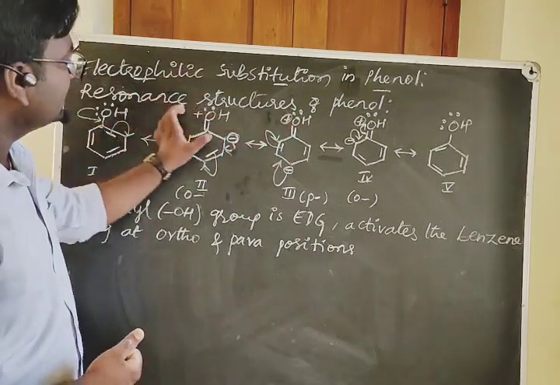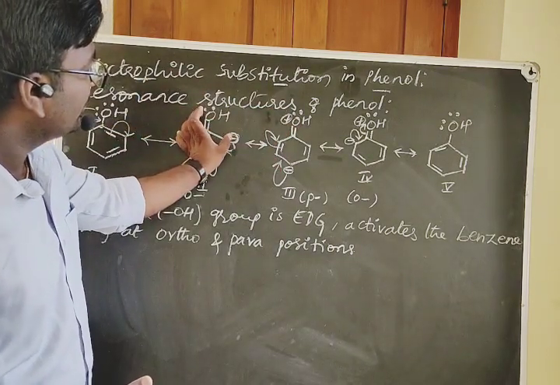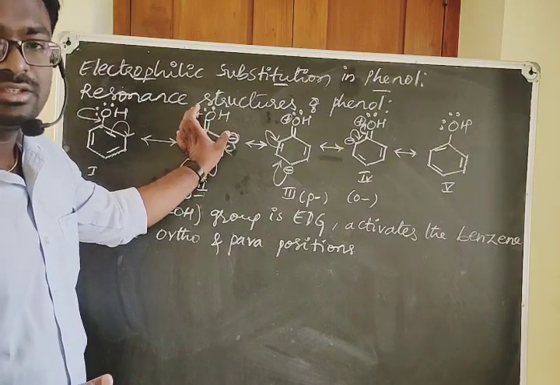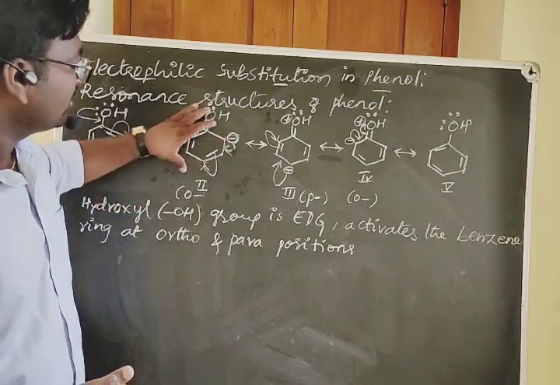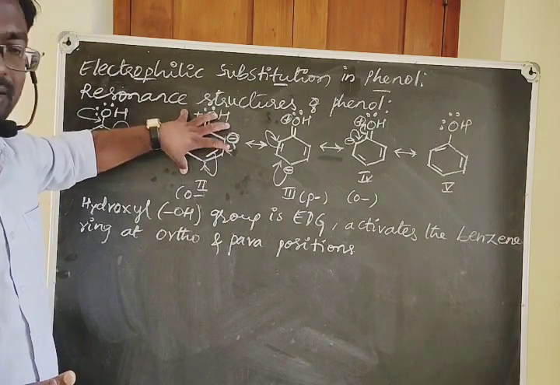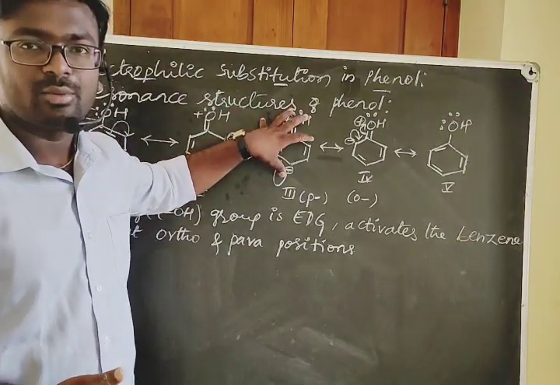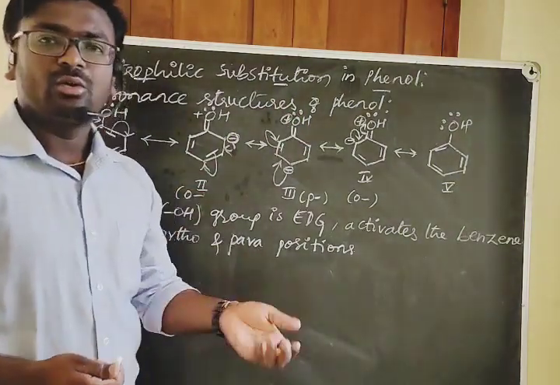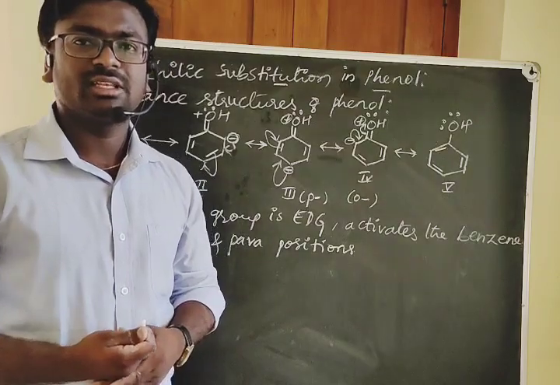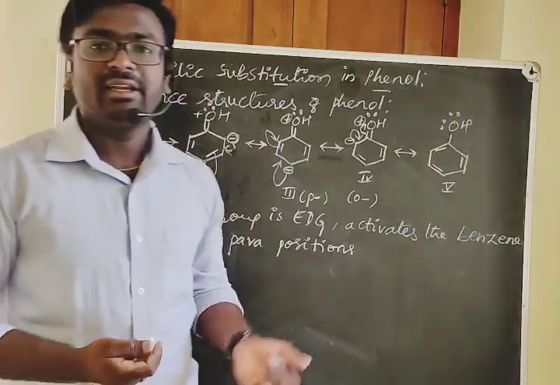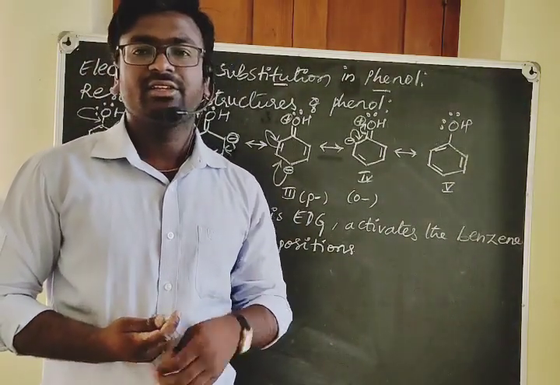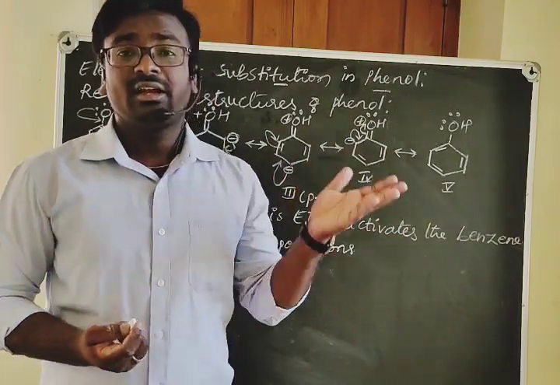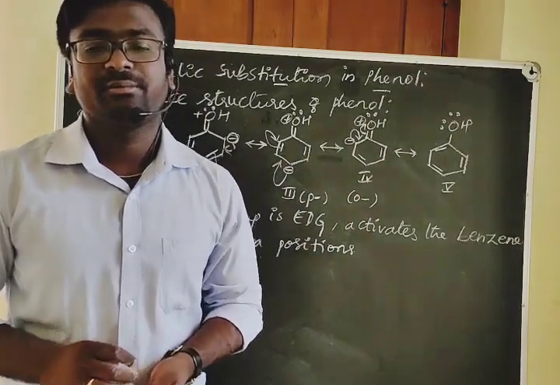When groups are present at the ortho positions, there may be repulsive forces. That is why the ortho products are somewhat less stable compared to the para products. Phenol may undergo electrophilic substitutions like halogenation, nitration, Friedel-Crafts alkylation, acylation, sulphonation reactions, even Kolbe's reaction and Reimer Tiemann reaction, etc.